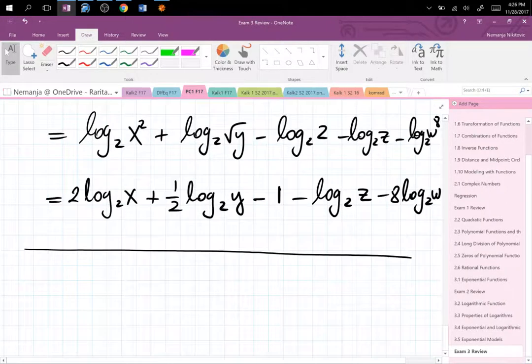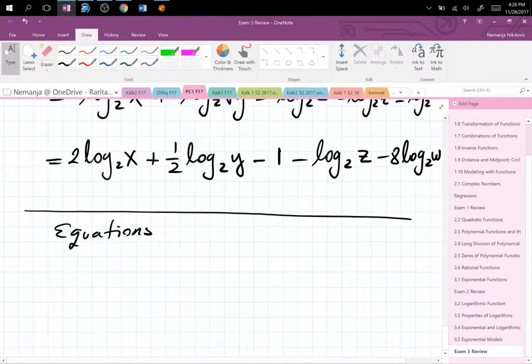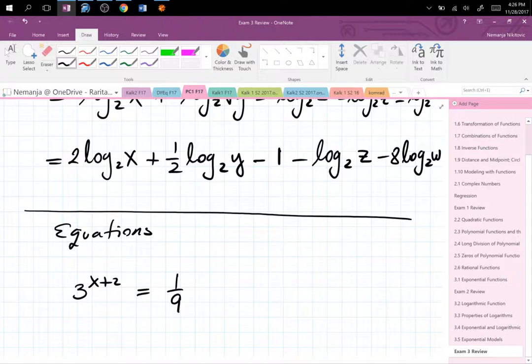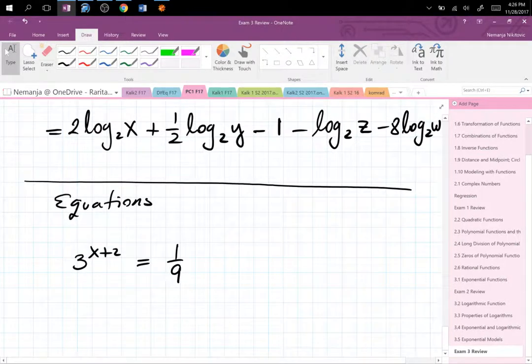Now, equations. We talked about simple cases where we have 3 to the x plus 2 is equal to 1 over 9. Now that would be a simple case because you can do it by comparison. In many cases you can't use the comparison. In this one we can. We have a common base of 3.